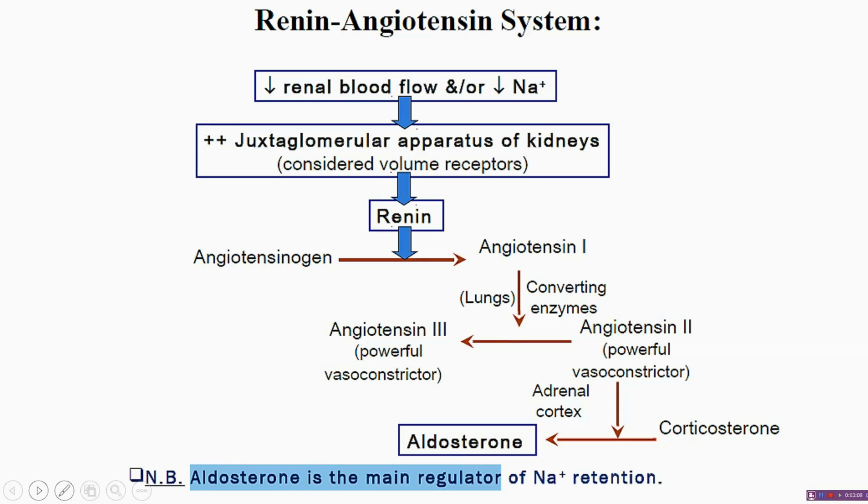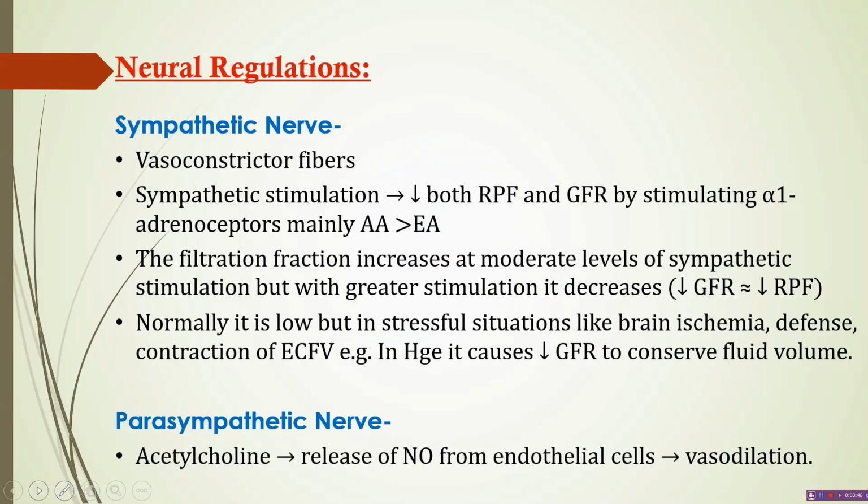When the renal blood flow decreases or the sodium is decreased in the blood, the juxtaglomerular apparatus of the kidney is activated. This causes the secretion of renin from the juxtaglomerular cells. The renin converts angiotensinogen into angiotensin 1, which is then converted into angiotensin 2 by the angiotensin converting enzyme, and angiotensin 2 is a powerful vasoconstrictor. Angiotensin 2 also stimulates aldosterone secretion from the adrenal cortex, and aldosterone is the main regulator of sodium retention.